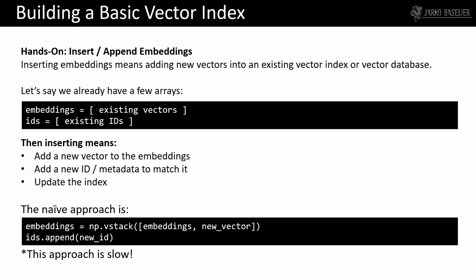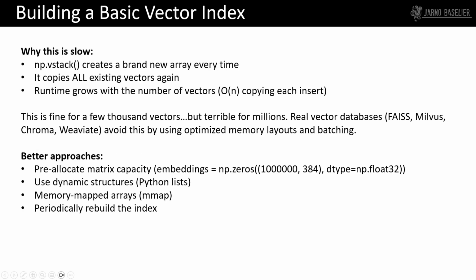And the naive approach is the following, where we have embeddings with NumPy vstack. We stack a new embedding and a new vector, and we append everything with a new ID. But this approach is slow. Now, why is this slow? np.vstack creates a brand new array every time. It copies all the existing vectors from the old array into the new one, and runtime grows with the number of vectors, copying at each insert.